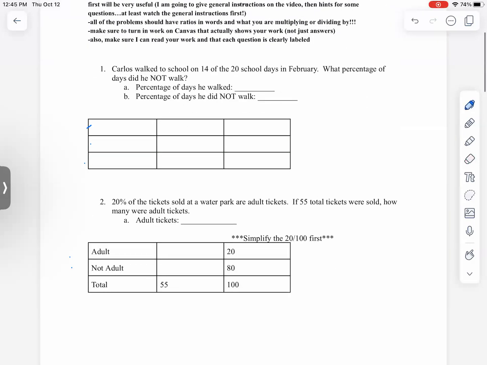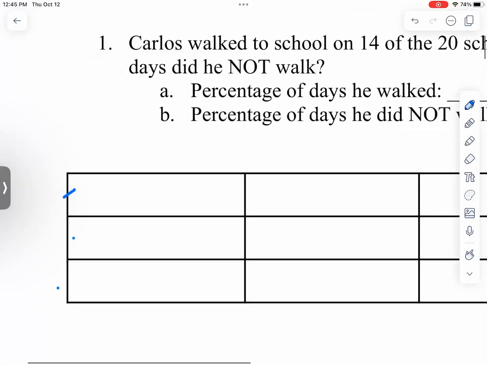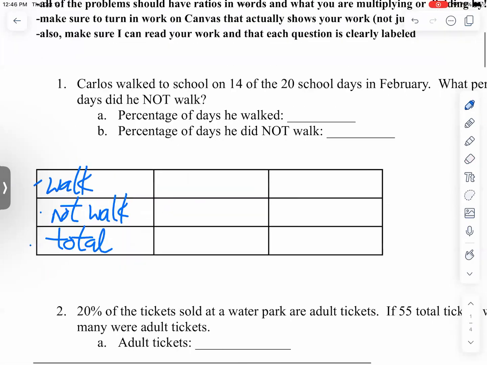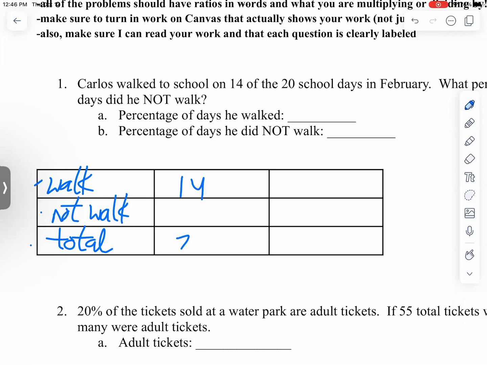All right, so Carlos walked to school on 14 out of the 20 days in February. What percent of days did he not walk? So here we have walked and not walked, and we have the total days. He walked 14 out of 20. When you say 14 of the 20, the 20 is the total. So if he walked 14, he either walked or he didn't walk. So he didn't walk 6. Remember that you subtract the two numbers to see which one you're missing.